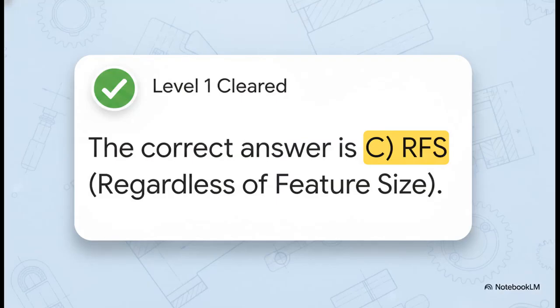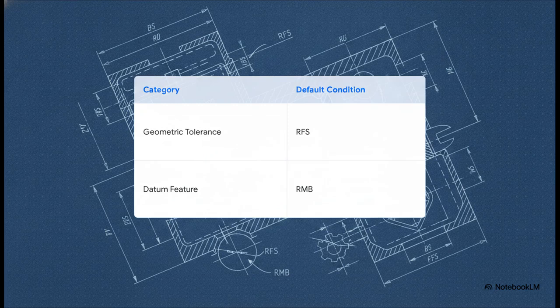So if you went with C, regardless of feature size, man, excellent work. You just successfully cleared the very first hurdle. Let's actually break down why this is the absolute bedrock of modern GD&T interpretation. Now you really got to pay attention to the critical distinction in Rule 2 defaults. Section 5.9.1 of the standard lays out 2 very distinct defaults that folks constantly mix up.